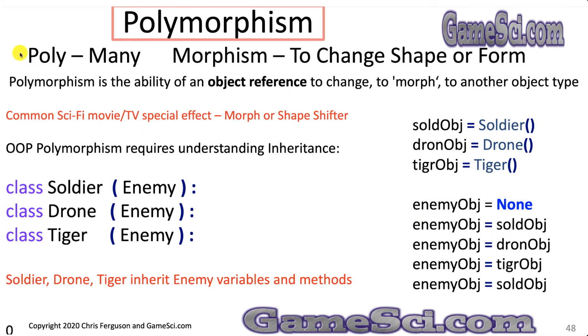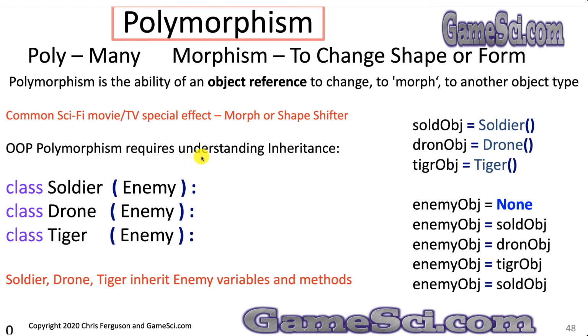Polymorphism. Poly means many. Morphism, to change shape or form. Polymorphism is the ability of an object reference to change, to morph to another object type. Polymorphism is a common sci-fi movie or TV special effect when something morphs or is a shapeshifter. The Star Trek series has a lot of shapeshifters in it. The Harry Potter movies had magic spells and potions that cause shapeshifting. Shapeshifting is something you see in science fiction movies or Harry Potter.